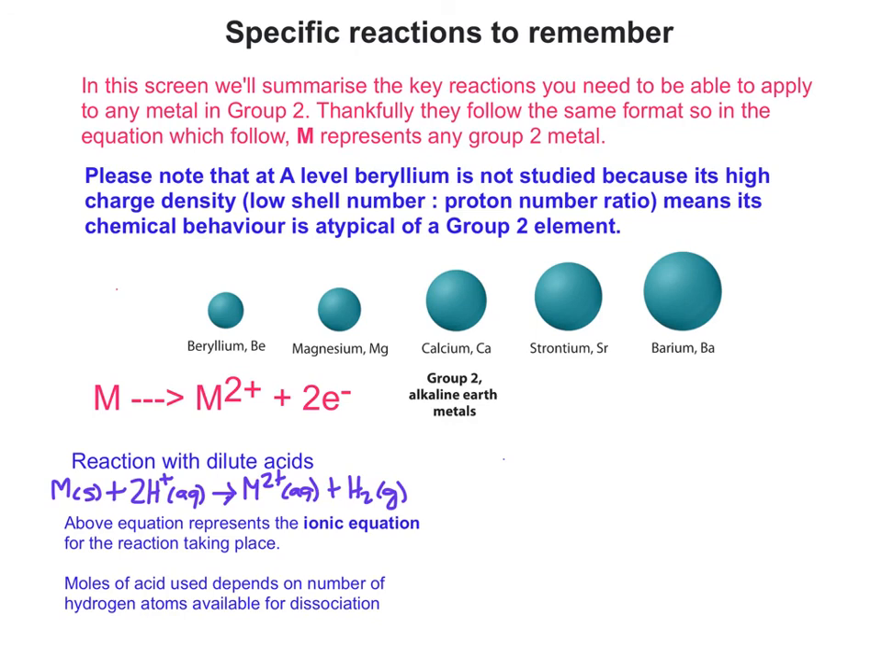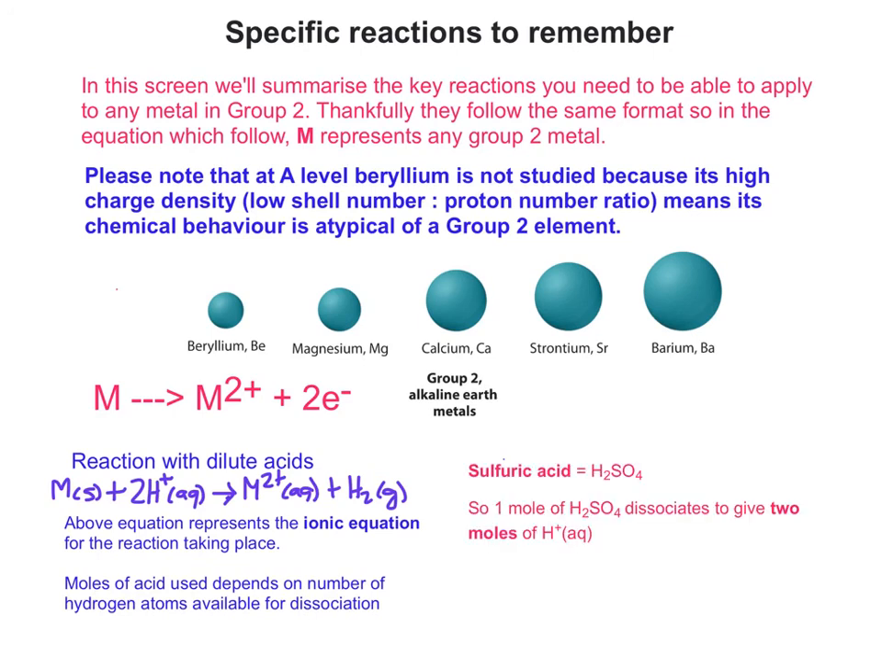So in their reaction with dilute acids, it's the same overall change, 2 electrons being lost, but this time they react with 2 protons, 2 H+ ions. So the above equation represents the ionic equation for the reaction taking place whenever a metal in group 2 reacts with an acid. But the moles of acid used depend on the number of hydrogen atoms available for dissociation.